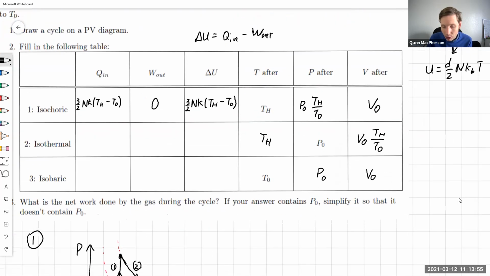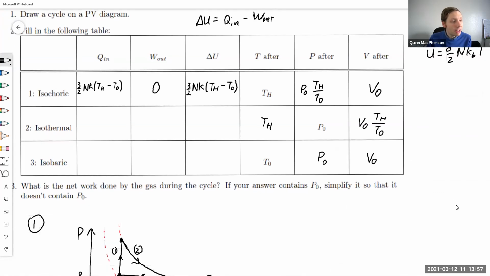Okay, so first process is done. Let's move on to the isothermal process. If this is an isothermal process, the temperature is not changing. Internal energy is directly related to temperature, so if the temperature doesn't change, the internal energy doesn't change. So that's 0. Okay, let's see here. Work. So you may recall the formula for the work of an isothermal process. Work is equal to N k T ln of V final over V initial.